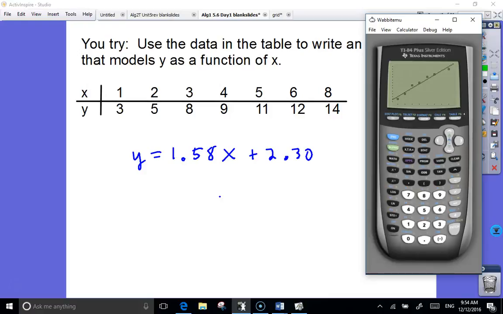So that's the final result, right? We did a scatter plot, we made a best fit line, and we graphed it right through the middle of our points.